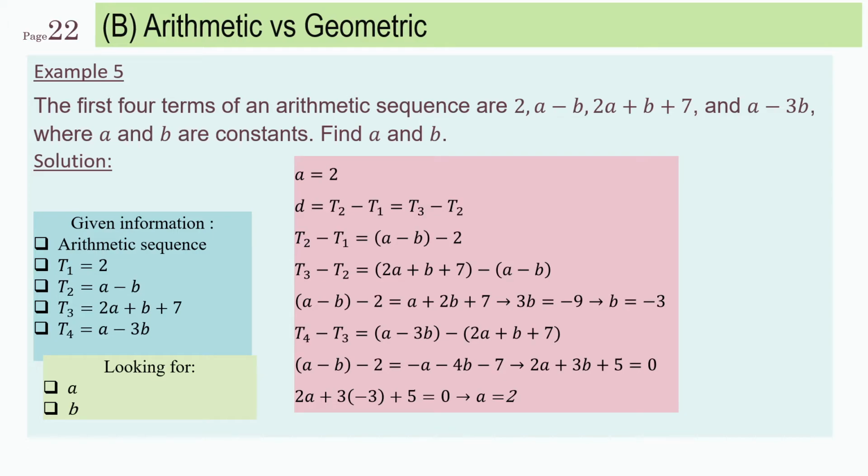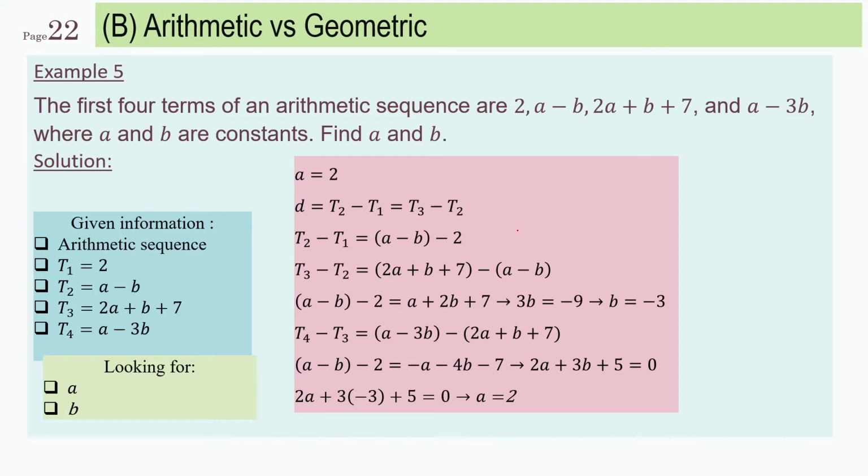Okay, so let us look at example 5. The first 4 terms of an arithmetic sequence. So they must tell you the first 4 are arithmetic, and where a and b are constants, find the values of a and b. So from the information they have given us, the first term is 2, and then we have no more idea, so we are looking for d. So what is d? d actually is t2 minus t1 equals t3 minus t2. So I just use this one.